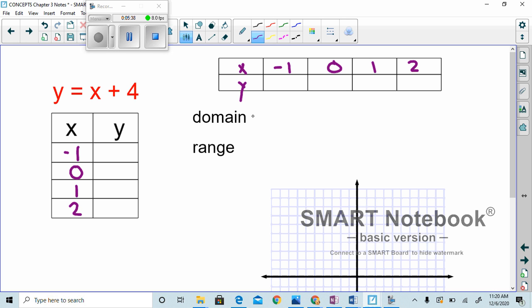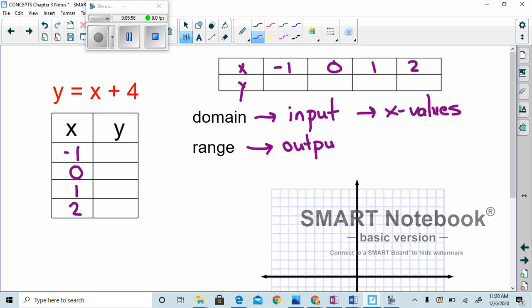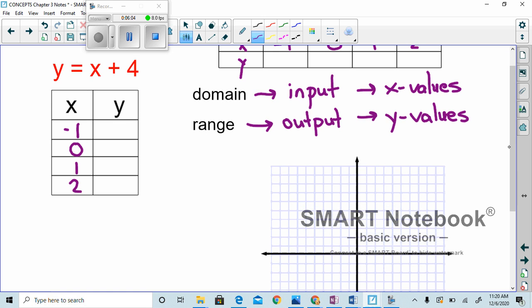Now, domain, if you recall, is your input values. And your input values are your x values. Those could be any values at all because we call those our independent variables. Our range is now the output, and the output is the y values. So we can go ahead and complete a second table now by following this rule.